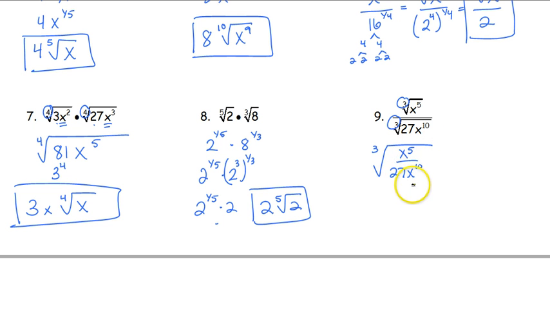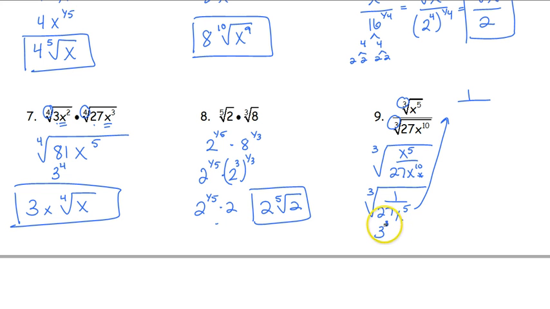We are dividing like bases, which means we subtract using our who wins rule. The bottom's going to win because it's bigger, which means we've got 1 left on top. 27, 10 minus 5 is going to leave us with 5 on the bottom. Now I'm going to go ahead and break this back apart. The cube root of 1 just means that we have 1 on top.